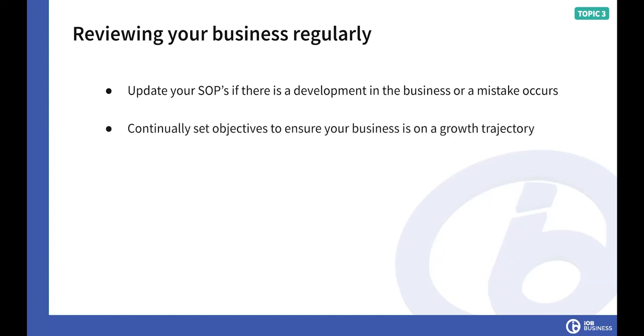Okay, now next thing you can do is continually set objectives to ensure that your business is on a growth trajectory. Okay, now the reason you do this is because in order to grow, we must set ourselves objectives. If we don't have a milestone or an objective to hit, how can we possibly hope to grow? Because when there's no objective, there's no milestone, there is no goal, there is no target. This means that really, whatever we do that month, we're going to be happy with, because we haven't actually set ourselves any kind of objective.